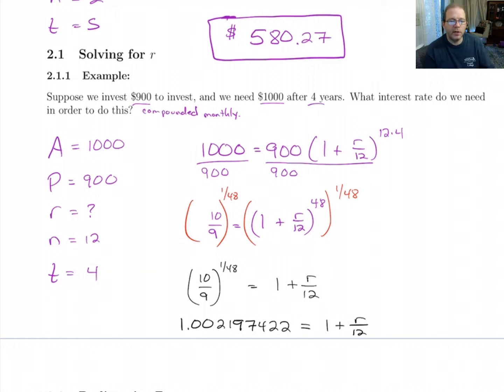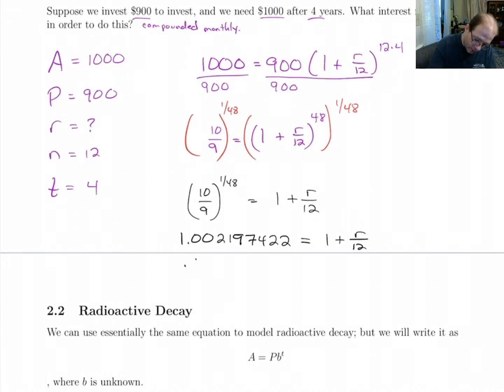Now, rather than writing all this out again, I'm just going to do it on my calculator. So the number I've got here is 1 plus R over 12. I'm going to take 1 from it, and I get 0.002197422 is R over 12. So I'm going to multiply that times 12.